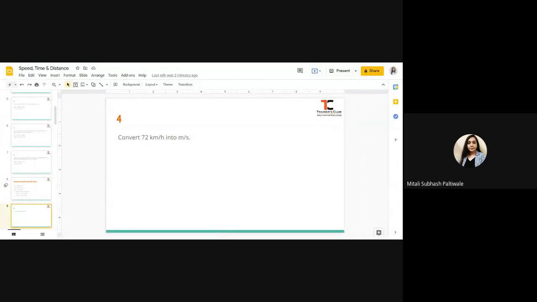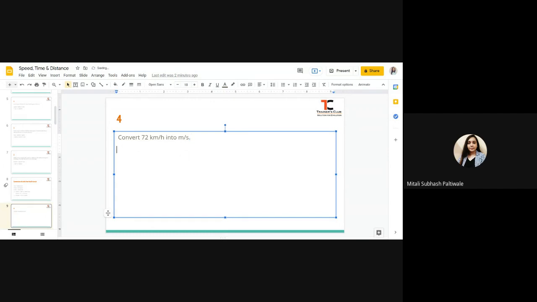Convert 72 kilometer per hour into meter per second. Now here, from kilometer per hour to meter per second, we have to do 5 by 18, which would be equal to 72 into 5 by 18. 18 and 72 will get divided by 4. So that would be 4 into 5, that's 20 meter per second. So 72 kilometer per hour is 20 meter per second. Now let's get on to another example.